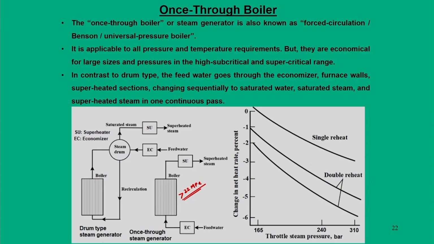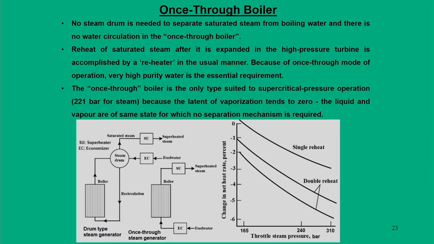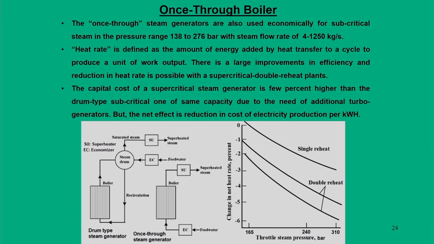Another significant advantage in terms of economics is the steam production, like throttle steam pressure and the change in heat rate. Heat rate is defined as the amount of energy added by heat transfer to a cycle to produce 1 unit of work output. From this figure, on one side we have the throttle steam pressure, which is the requirement, and the heat rate comes down. That means if you increase the throttle steam pressure, the heat rate comes down, so the rate of heat addition in a once-through boiler is less compared to a conventional boiler.